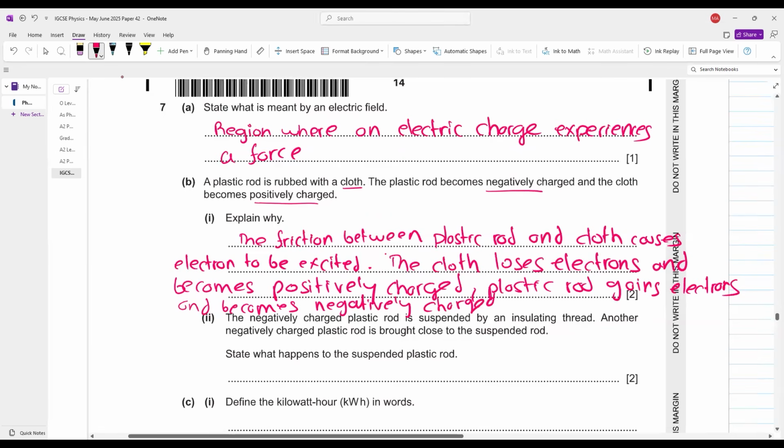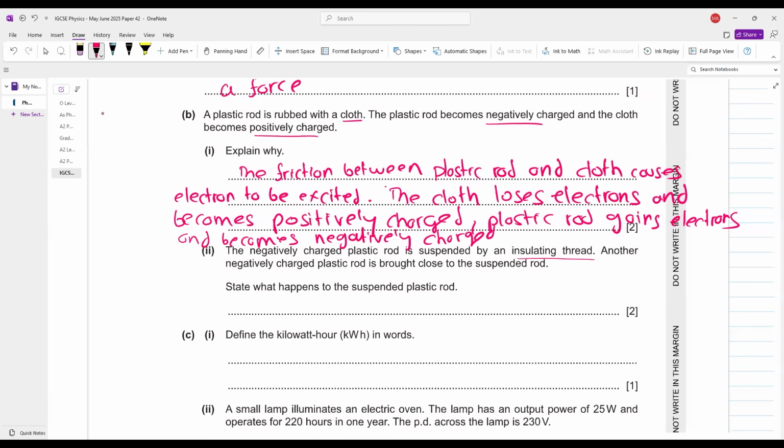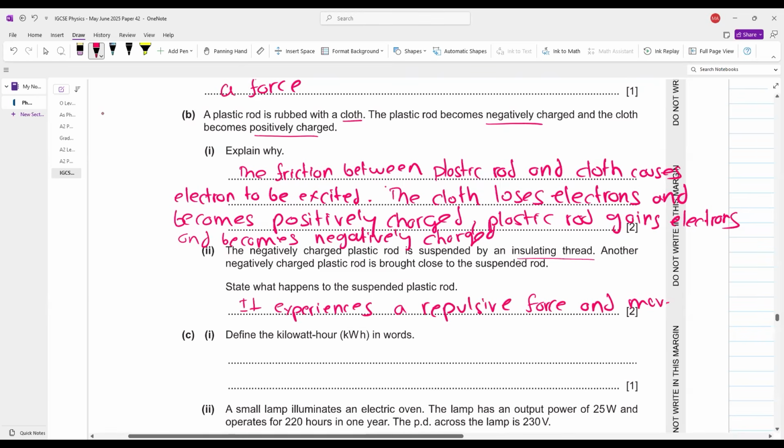The negatively charged plastic rod is suspended by an insulating thread. Another negatively charged plastic rod is brought close to the suspended rod. State what happens to the suspended plastic rod. It experiences a repulsive force and moves away. बेटा क्या आप रियलाइज कर सकते हो, नेगेटिवली चार्ज प्लास्टिक रॉड के सामने आप एक और नेगेटिवली चार्ज प्लास्टिक रॉड ला रहे हो तो it will experience a repulsive force and the plastic rod will move away.